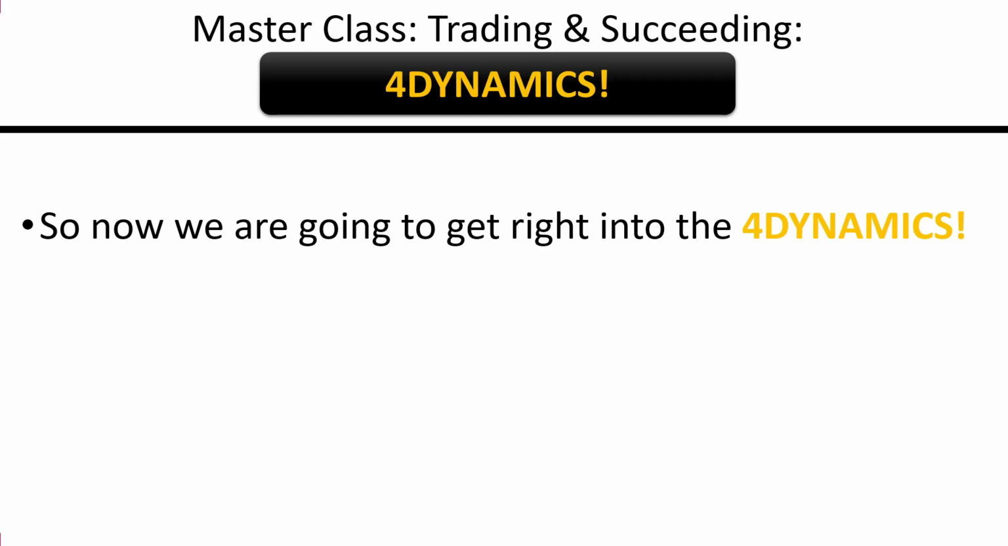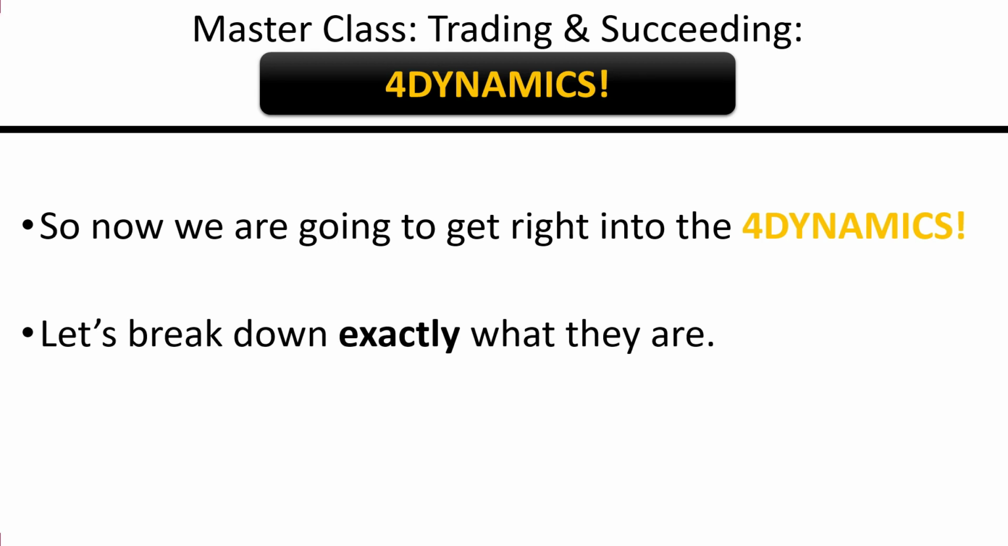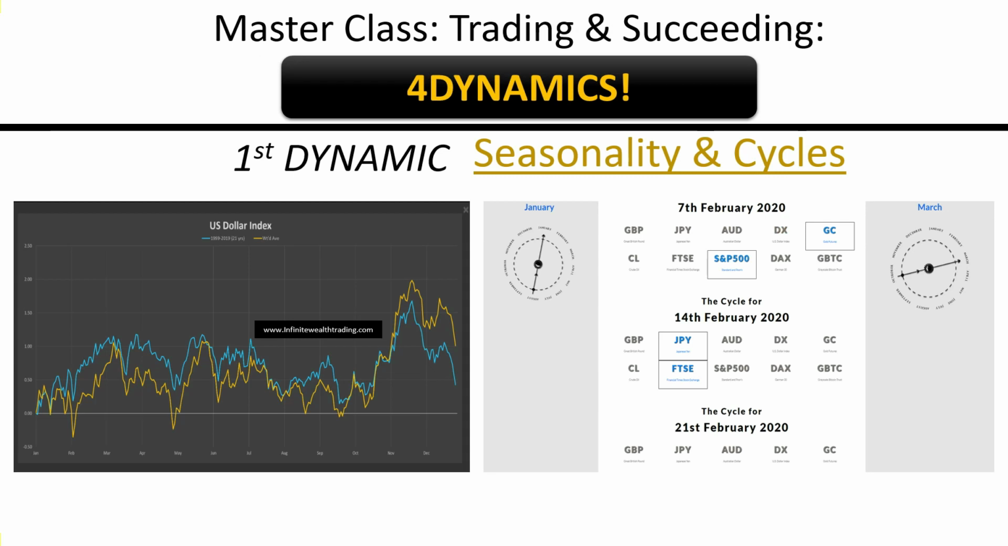So now we're going to get right into the four dynamics, okay? First off, let's break down exactly what they are. The first dynamic is seasonality and cycles. I've already explained these to you, but I'm going to go through them in a step-by-step, easy, explainable approach. The first one is seasonality, and this is a chart of seasonality. This tells you exactly what it's done and where it's gone each month, which I'm going to drill down onto. That's seasonality.